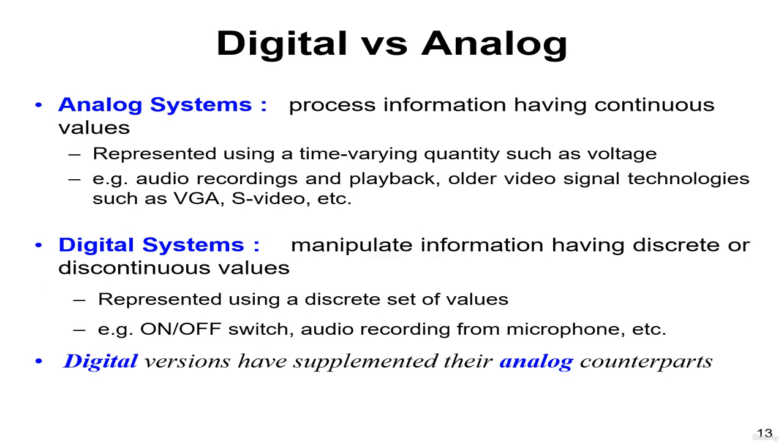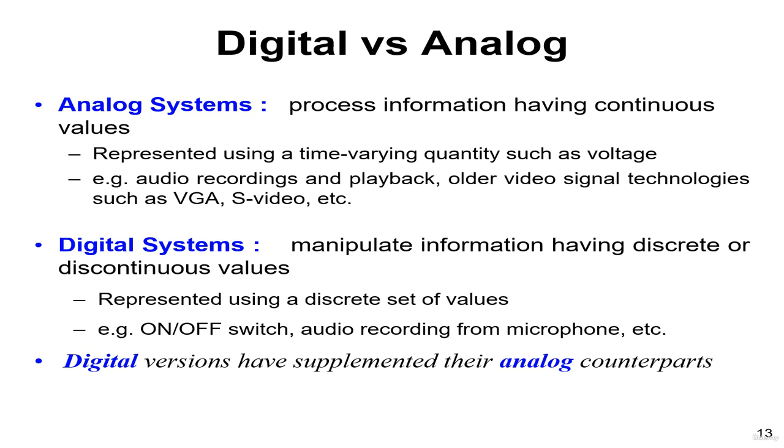Since this course is about digital logic design, we need to understand the key differences between analog systems and digital systems. In our everyday life, both analog and digital systems are used to transmit and process information. Analog systems process signals which are continuous in nature. Such signals are represented by a time varying quantity such as voltage, and these signals can take an infinite amount of values. Examples include audio recordings and playbacks. Some older video formats such as VGA and S-video are also examples of analog signals.